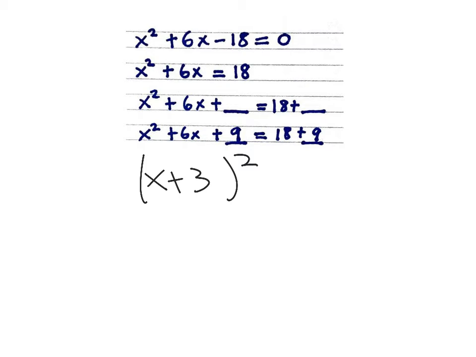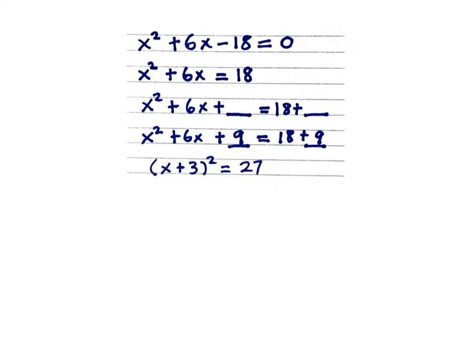If you multiply this out, you will get that. That's a pattern that we know already. Now the next thing is to do the right side. 18 plus 9 is 27, so it equals 27. Here is a cleaner version of the screen with this already done for you. So it's x plus 3 squared equals 27.